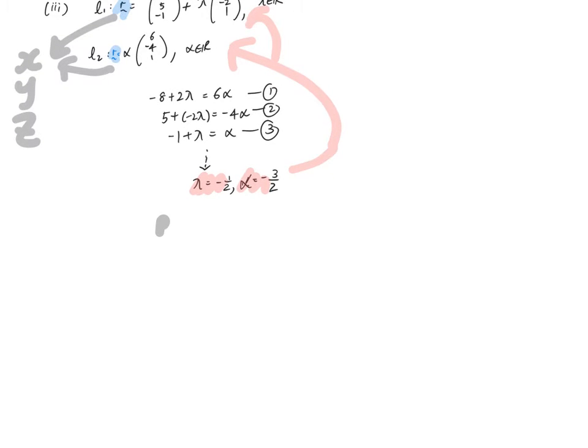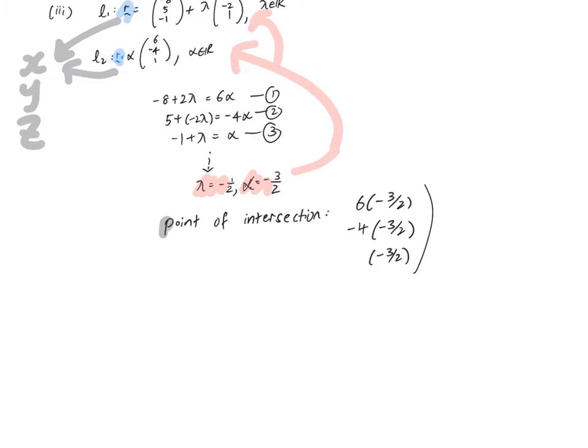So the point of intersection, your answer should turn out to be, let's say if I were to sub alpha, it's basically 6 of -3/2, -4 of -3/2, and -3/2, and your answer will turn out to be (-9, 6, -3/2), because you are finding the point of intersection, not a vector. You're finding a point. So I'm going to write it in a row form.